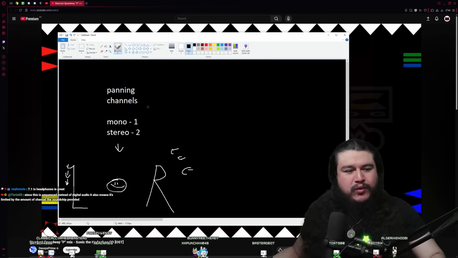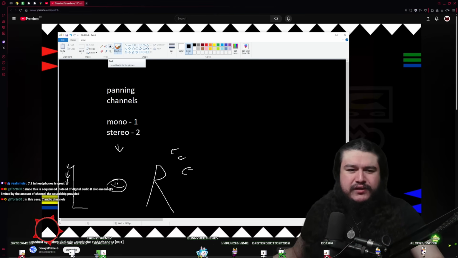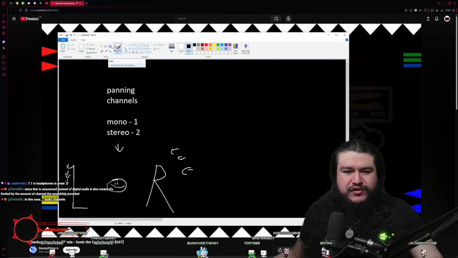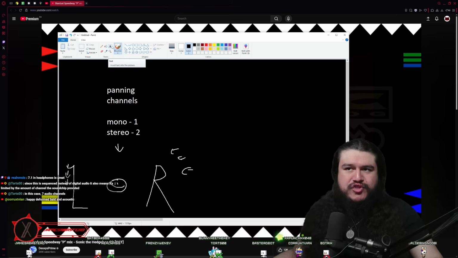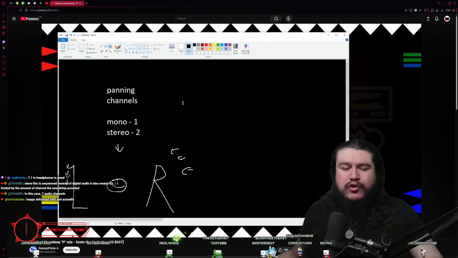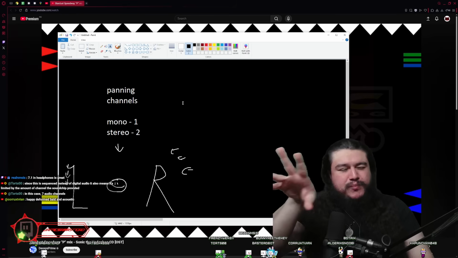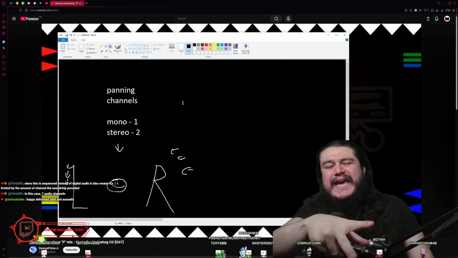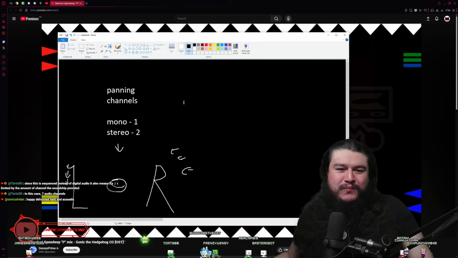7.1 in headphones is great. I think I have one that has that at least emulated. Since the sequence is instead of digital audio, it also means that it's limited by the amount of channel sound chip provided. Yeah, and in this case, we are having... no, you're talking about layers, 7 audio layers, not channels. The channels are going to be the speakers at which they can be put, which can influence that. Anyway, happy to form bald and acoustic.